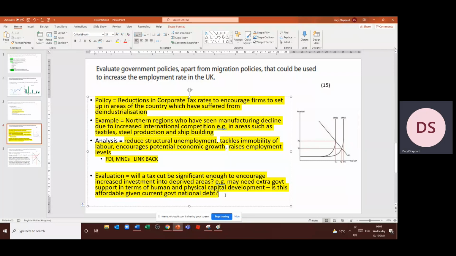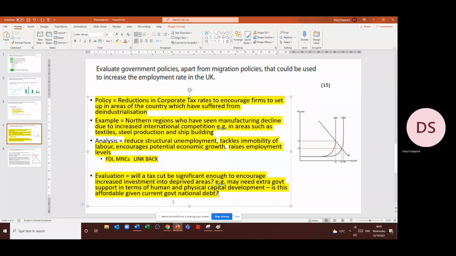Now, if these things aren't in place, the lower corporate tax rate will not be enough of an incentive to get these firms to relocate there. If we need all this extra government spending alongside of it, you would argue it's not affordable for the government given the current high levels of national debt, especially since it's been built up significantly during the COVID-19 pandemic. So we've got that a clear evaluation. It might not be enough. So if it's not going to be enough, then it's clearly not going to significantly raise the employment rate in our economy.